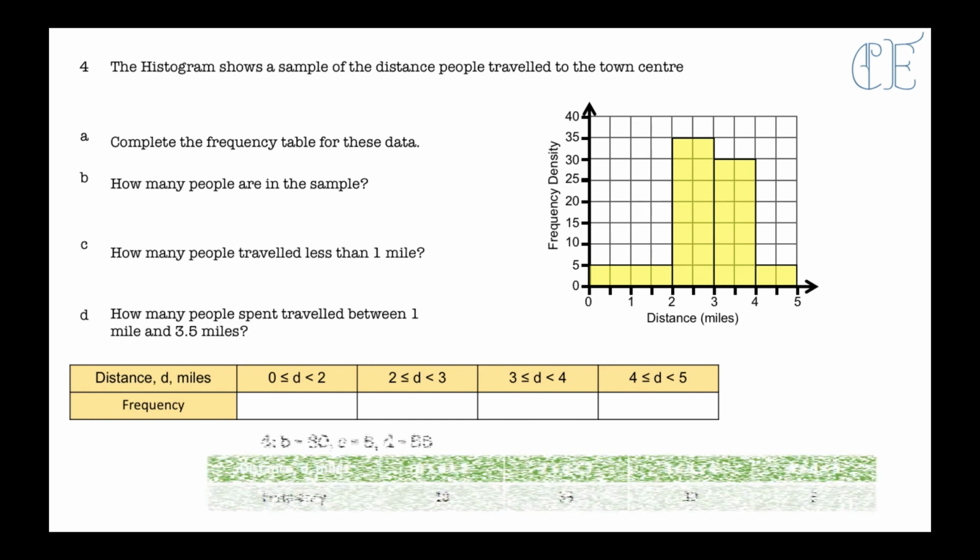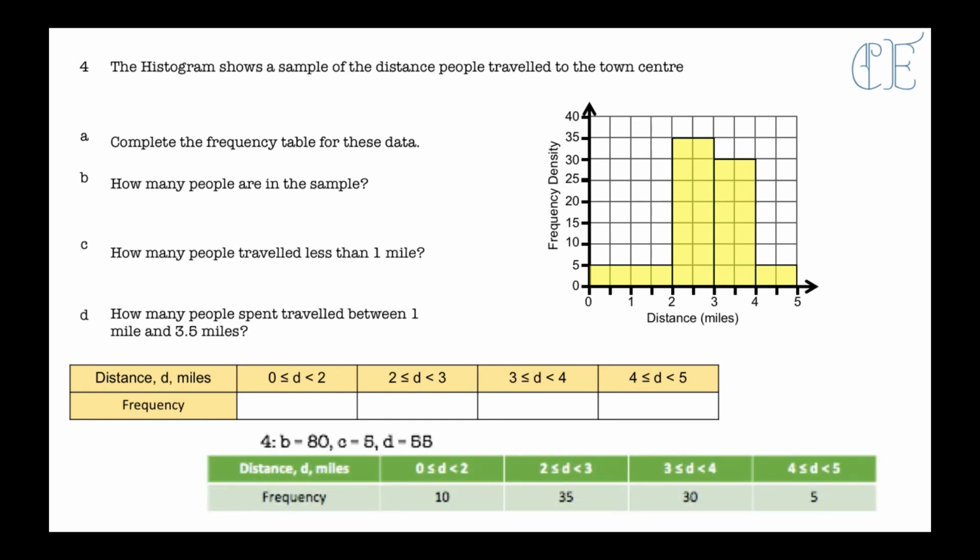Okay, if you paused the video, your answers are at the bottom. The completed frequency table is in green. How many people are in the sample? Well, if you counted up across the frequencies, you would get 80. How many people travelled less than 1 mile? So we would look at our histogram: 1 times 5 is 5.